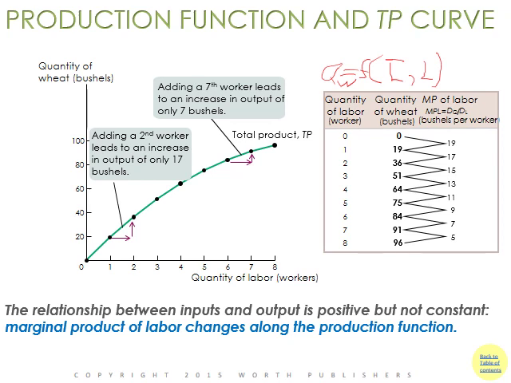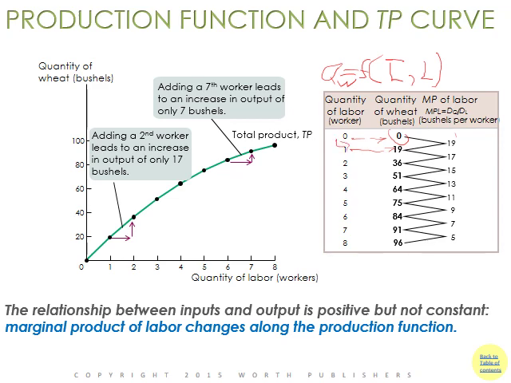It shows the amount of wheat that we can produce if we don't hire any workers. So if you don't hire any workers, you produce 0 wheat. If you hire 1 worker, you can produce 19 bushels of wheat. So what's the marginal product of labor? It's the change in output. Output goes from 0 to 19. It's the change in output associated with increasing your workers by 1 unit.